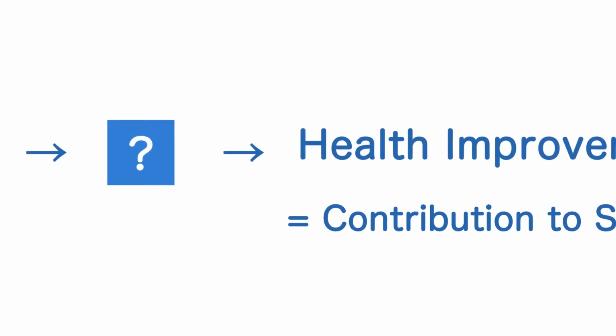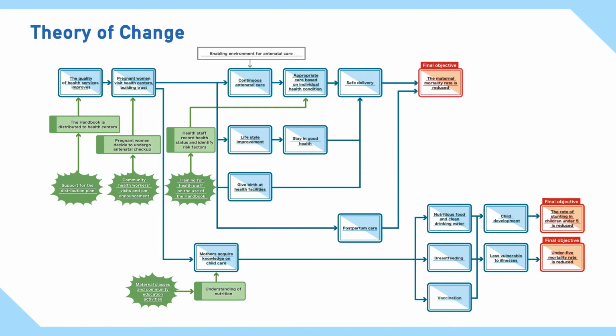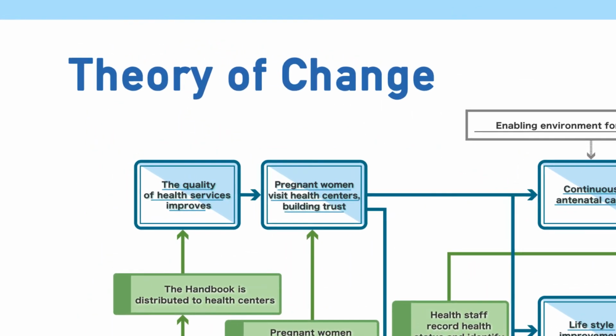The box in the middle looks simple, but when you look inside, there are often complicated pathways with multiple factors to take into consideration. In order to plan and implement truly effective projects, we need to visualize what's inside the box, or in other words, the pathways of how development outcomes emerge. Here is the theory of change, starting with the health services based on the handbook, leading to the final objectives.